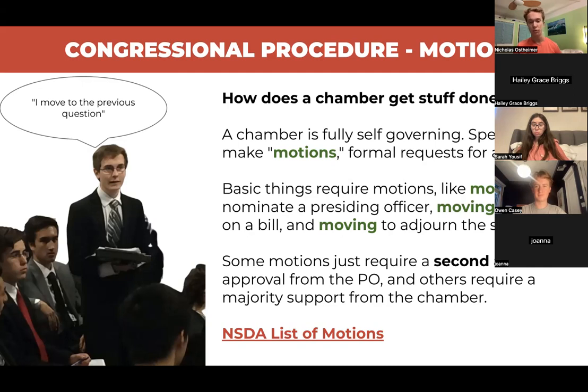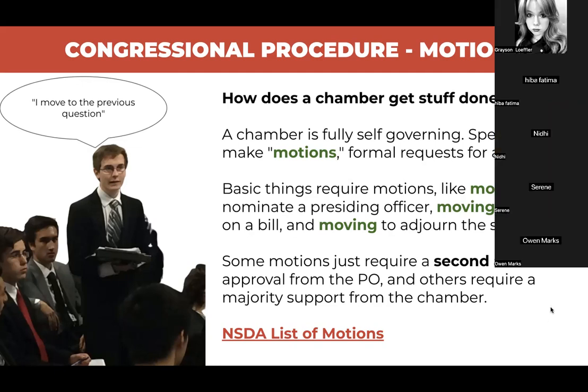So one thing to note about motions is that pretty much all of them require a second. When I make a motion to move to the previous question, to move to voting, the PO is going to be like, okay, great, do we have a second? And someone else has to raise their placard and say, I second. And depending on the type of motion it is, it will also require a 1/2 or 2/3 majority, in which case the presiding officer will call a vote. After this event is done, I'm going to share the link to the slideshow so you can access the list of motions provided by the National Speech and Debate Association, which I have hyperlinked below.